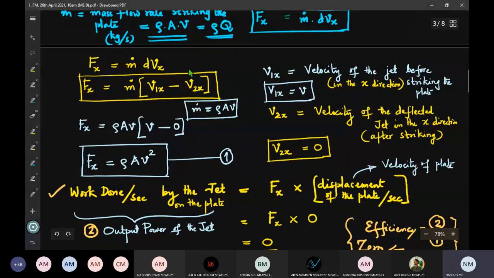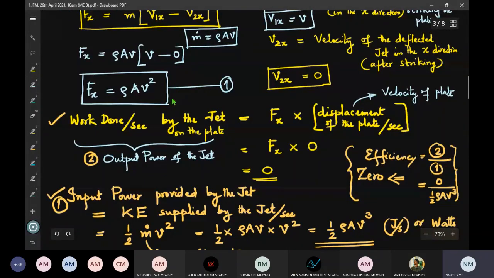So therefore, what is m dot? m dot is rho a v. So the mass flow rate striking the plate multiplied by v1x minus v2x: v1x is v, v2x is 0. So rho a v into v minus 0, that is v itself. So rho a v into v, rho a v squared. So Fx is equal to rho a v squared. This is the equation you have to keep in mind in the first case.